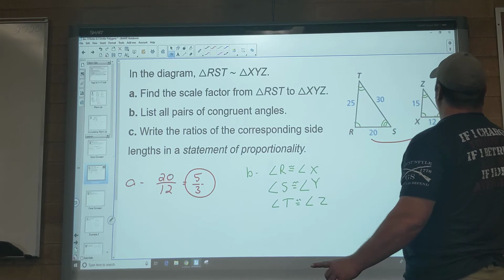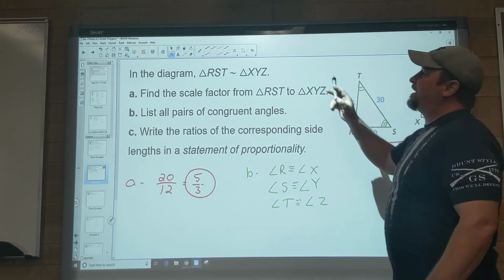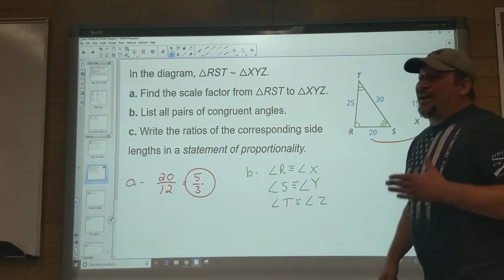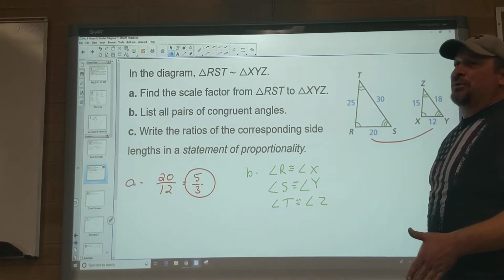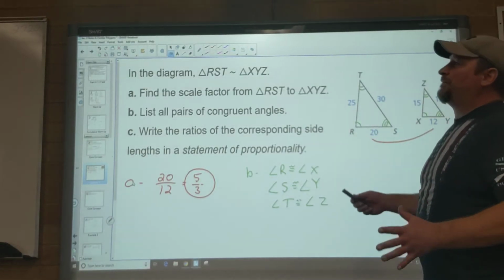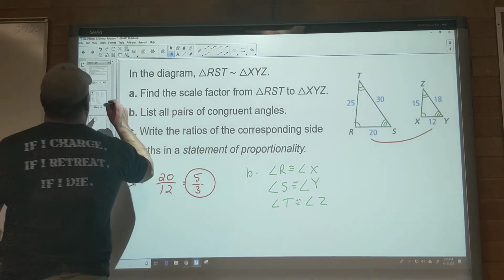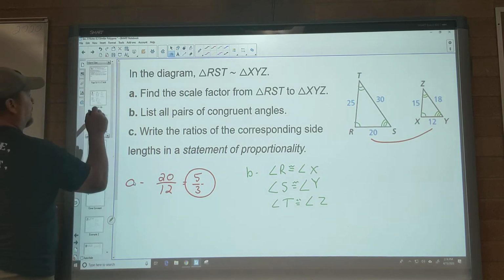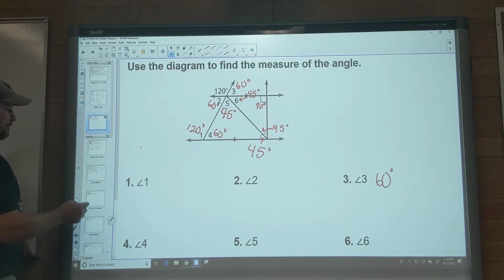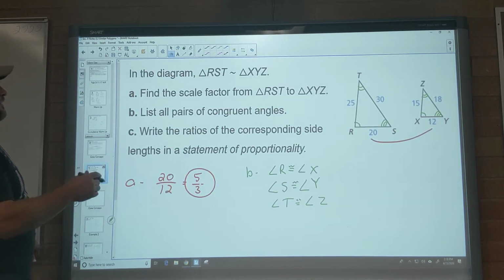Now the only reason I'm able to put the marks on there is because they originally told me they were similar anyway. If they don't have markings on there, you can't put the markings on there unless they tell you it's similar, or you went and found the angles based on something like this picture. Okay? All right, so we're back to here. We're going to finish our last thing.